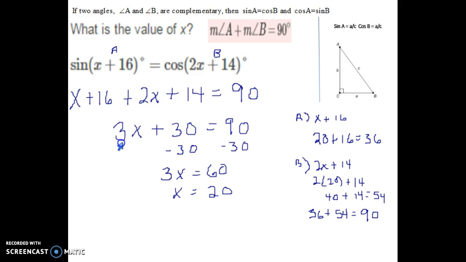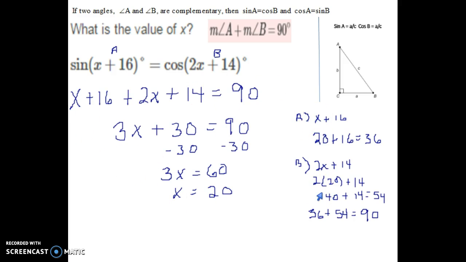Combine our like terms, 3x plus 30 equals 90. Subtract 30, we need to get our x by itself. Subtract 30 from both sides, 3x is equal to 60. Divide both sides by 3, and x is equal to 20. So this is the work you need to show.